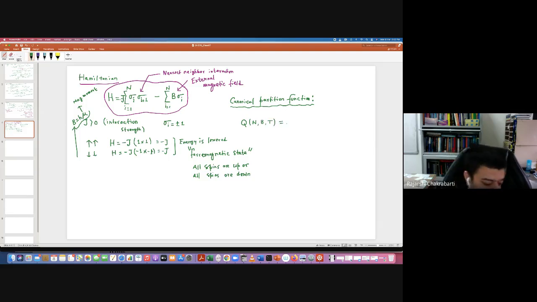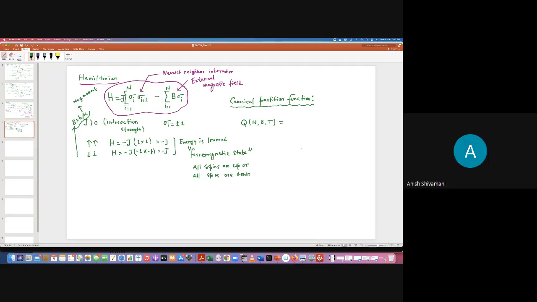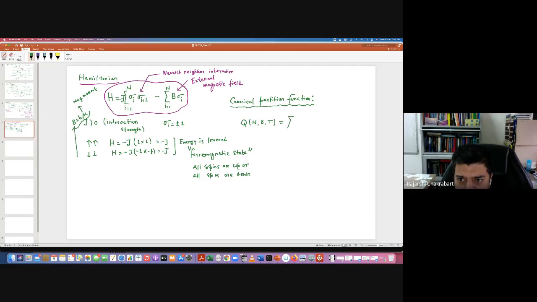Can anyone tell me what is the expression? Now you should be able to see. Basically, there should be a sum, and then I'll have exponential of minus beta times h, isn't it? This h has a minus, no? So I can just put it plus. Yes, this is fine. And then I have something like j sigma i sigma i plus 1 plus b sigma i. This is how it is, no? Yes.